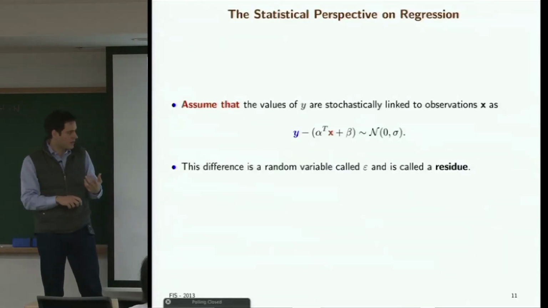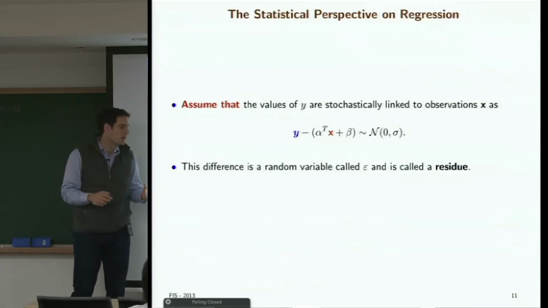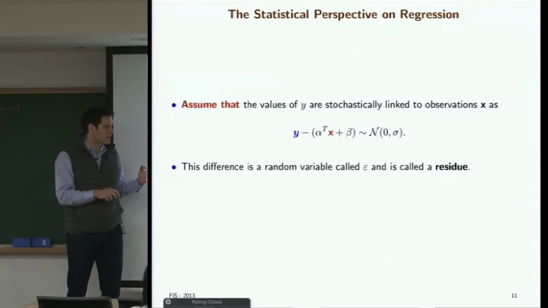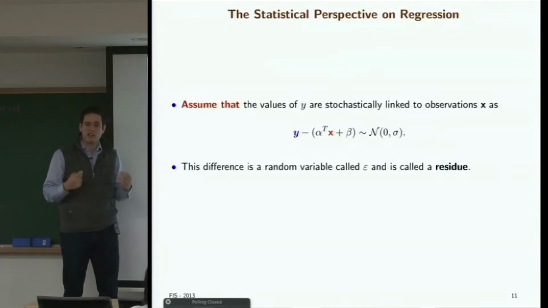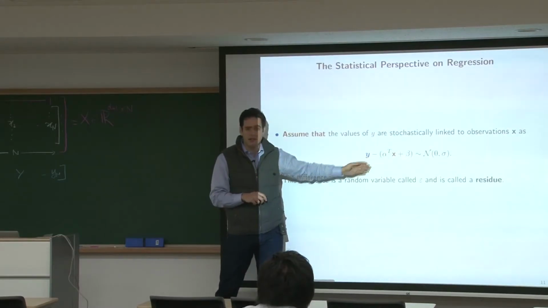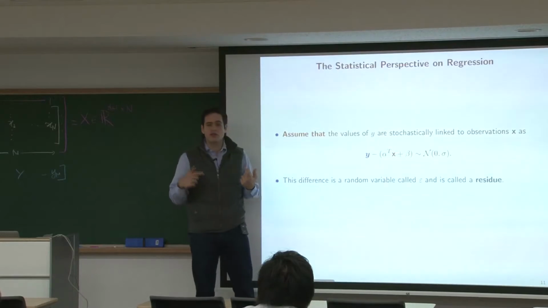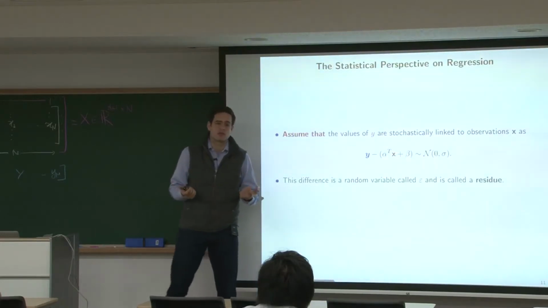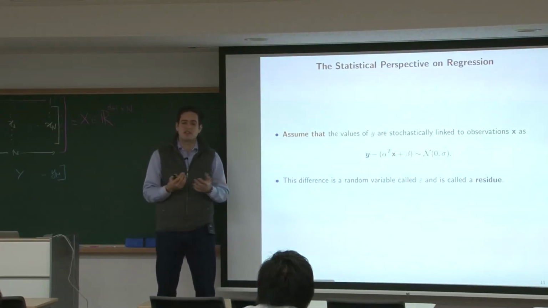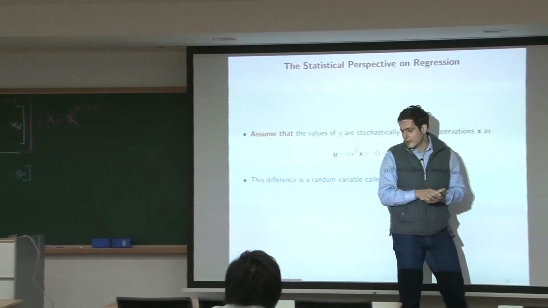So there are d plus 1 parameters, such that I assume that these observations, x and y, are such that if I take y minus (alpha transpose x plus beta), then this difference follows the normal distribution. So what is the intuition? Well, it's the following.